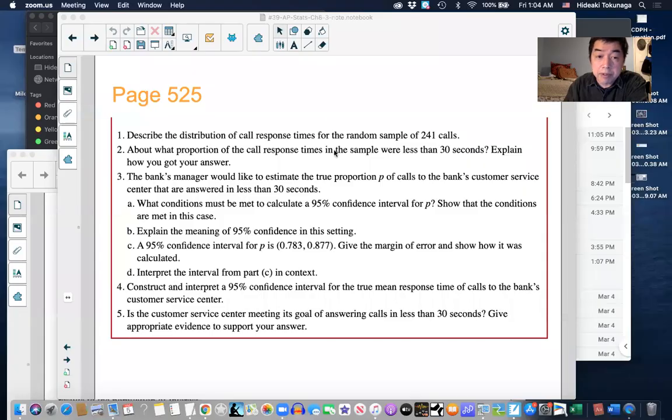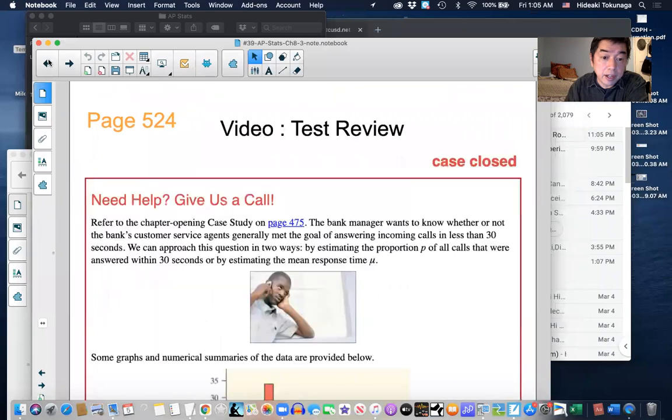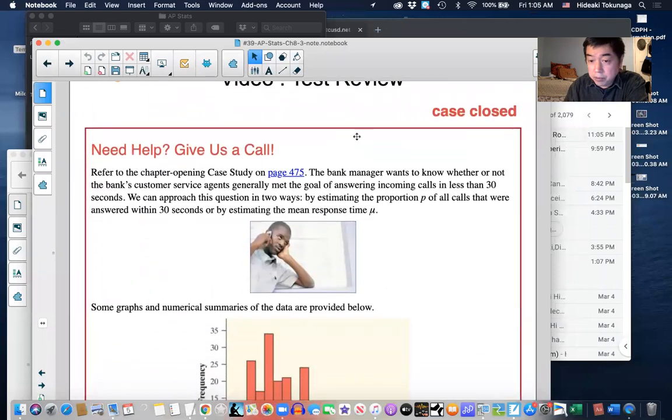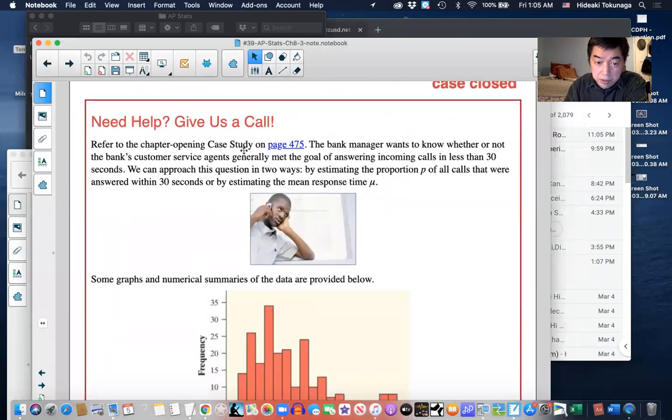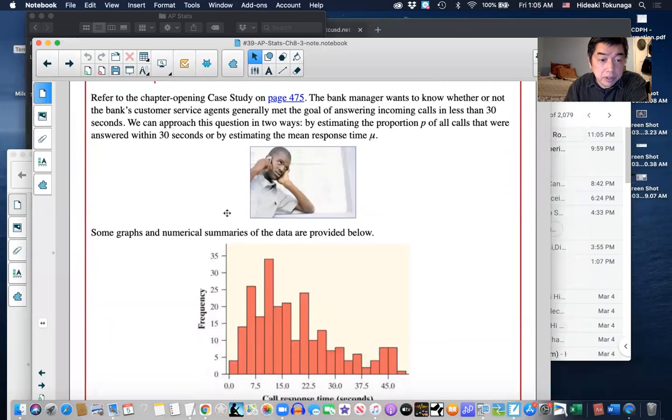All right, this is asynchronous work for chapter 8-3, and it's going to be test review too. So about the case closed, need help, give us a call. So refer to the chapter opening case study on page 475.